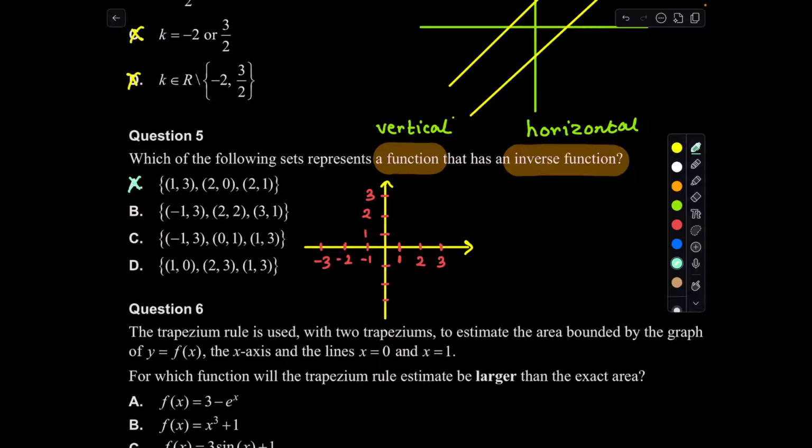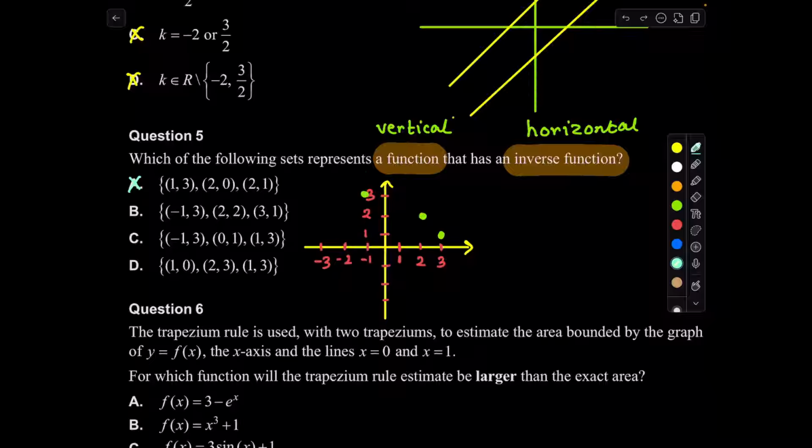The next one is -1, 3. So -1, 3 is right over here. The next one is 2, 2. And 3, 1. Okay, now let's just double check the vertical line test. So if I do vertical lines, in this case, this passes. Look, it intersects once, perfect. So it has passed the vertical line test, so it is a function.